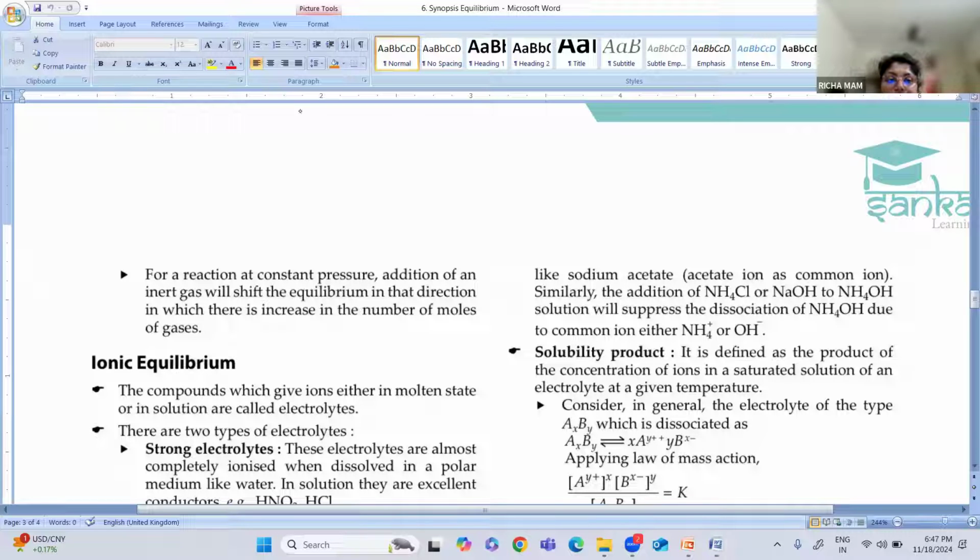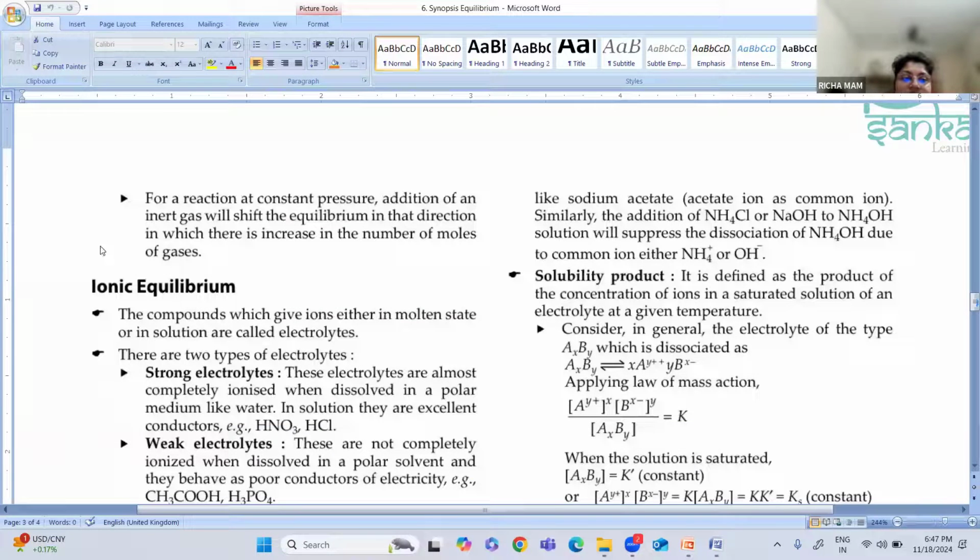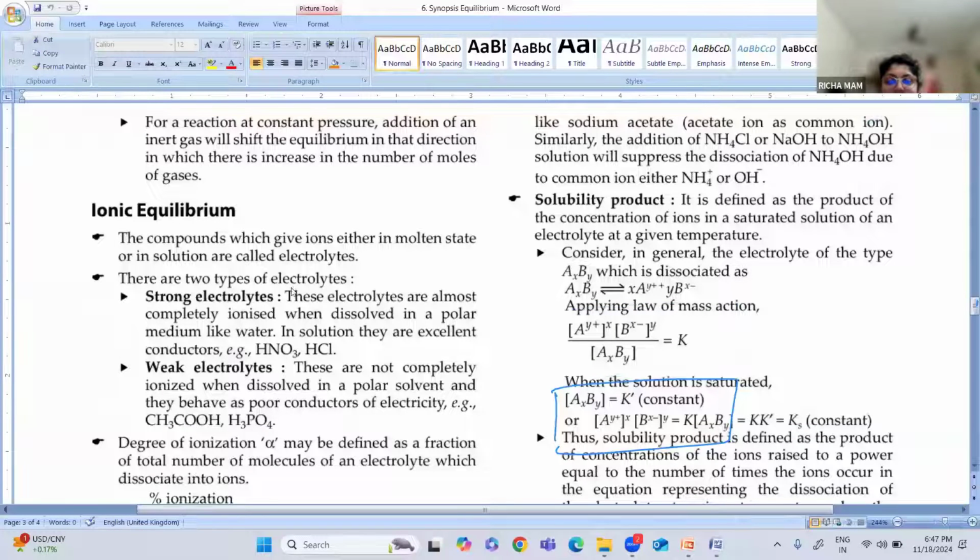Okay, so if you apply the law of mass action, this is the equation which you are going to get: concentration of A^y+ raised to x into concentration of B^x- raised to y, divided by concentration of AxBy, equals K. So this is with respect to solubility product.